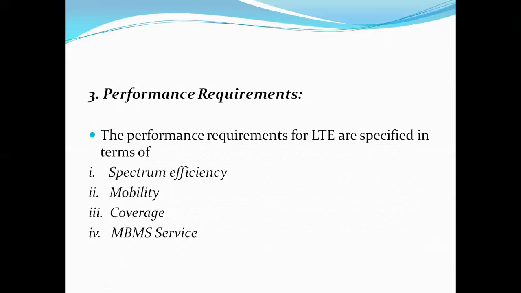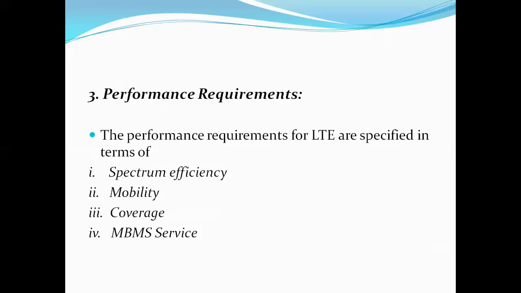The third design principle is the performance requirement. The target performance requirements for LTE are specified in terms of spectrum efficiency, mobility, coverage, and MBMS service. The first one is the spectrum efficiency, that is, the average downlink user data rate and the spectral efficiency target is 3 to 4 times that of the high-speed downlink packet access network. Whereas in the uplink, the average user data rate and spectrum efficiency target is 2 to 3 times that of the baseline high-speed uplink packet access network.